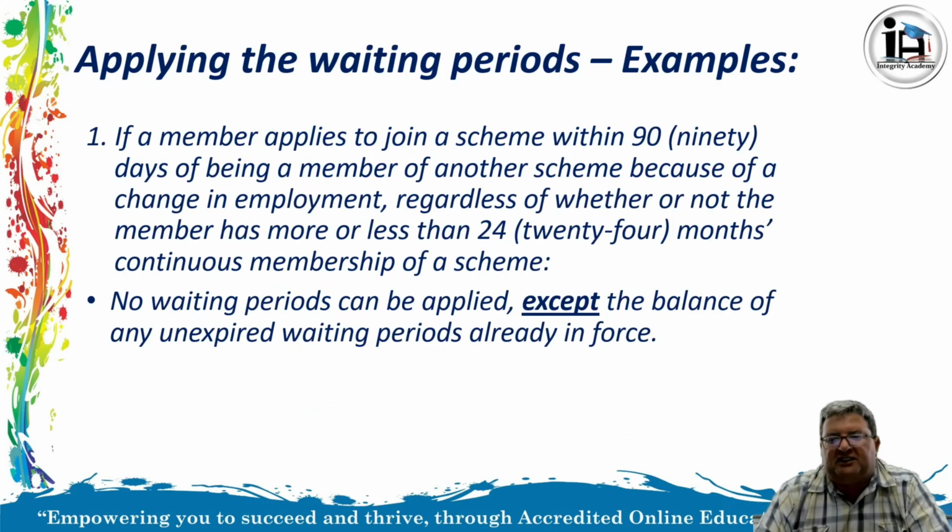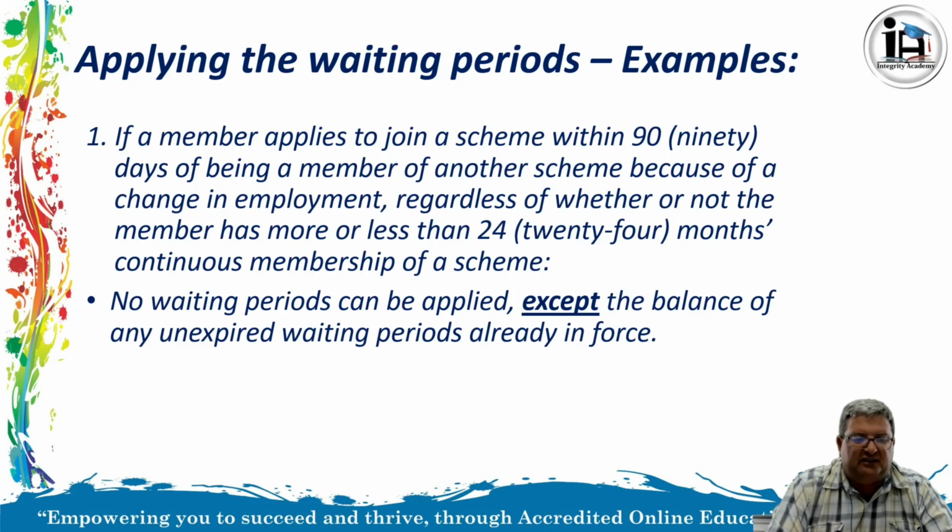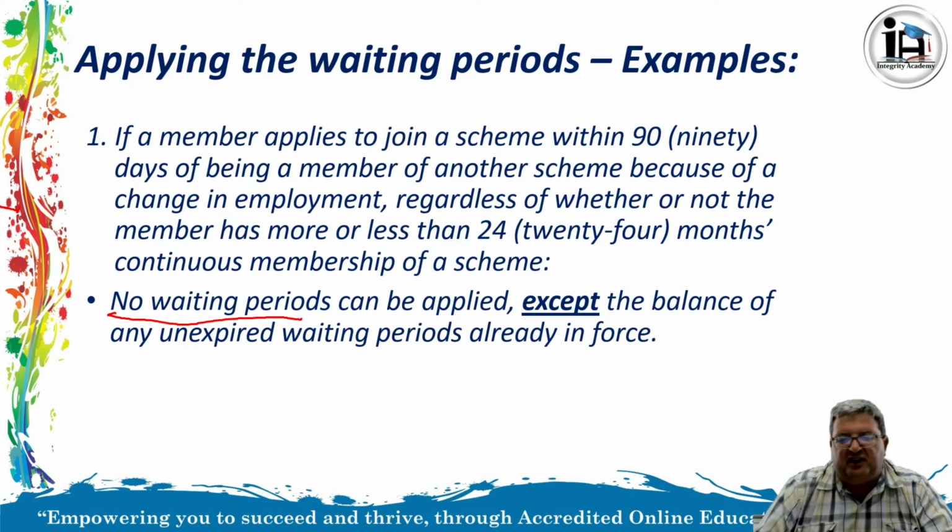Applying the waiting periods, for example. If a member applies to join a scheme within 90 days of being a member of another scheme because of a change in employment, regardless of whether or not the member has more or less than 24 months continuous membership of a scheme, there will be no waiting periods. No waiting periods can be applied except if the balance of any unexpired waiting period is already in force.